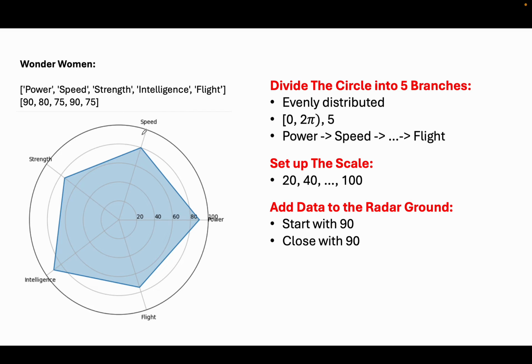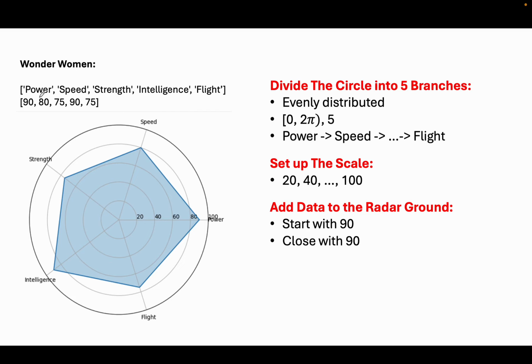So the first most important step is to set up the radar chart and then divide the circle into 5 branches, evenly distributed, so that we can set up all the different superpowers within this radar section. Okay, after that, we're gonna set up the skill, right?